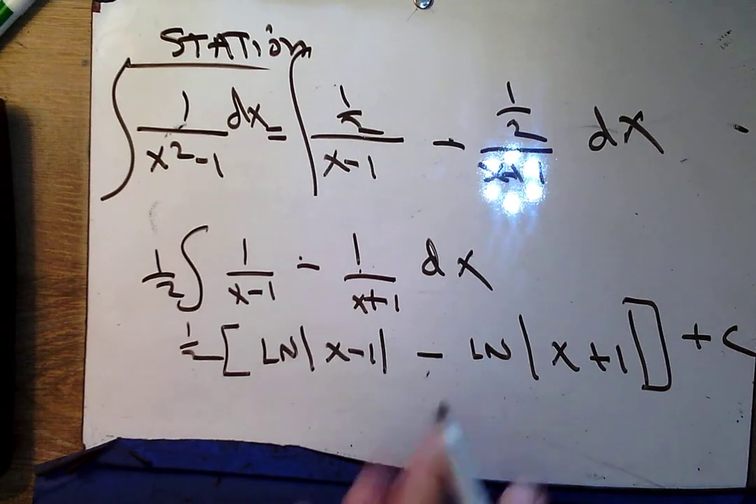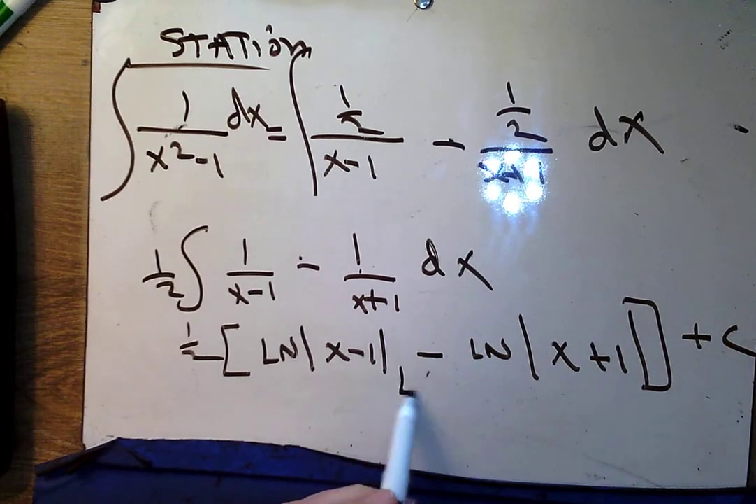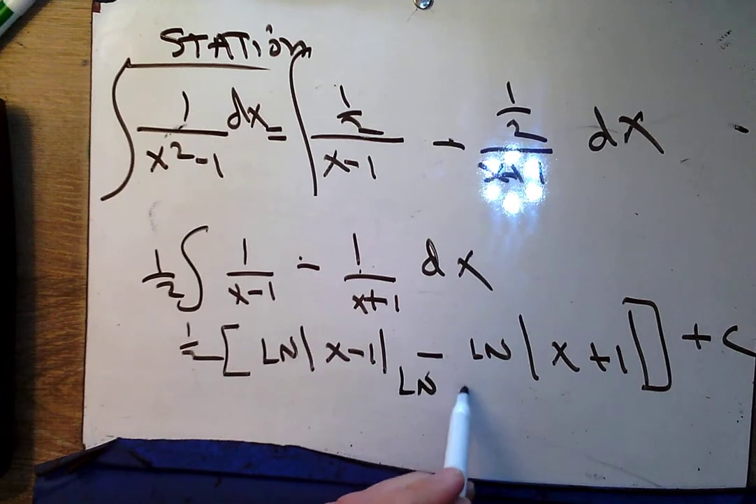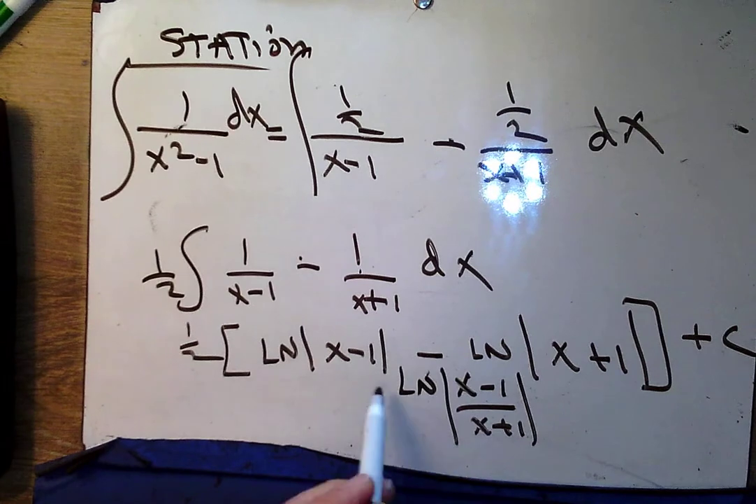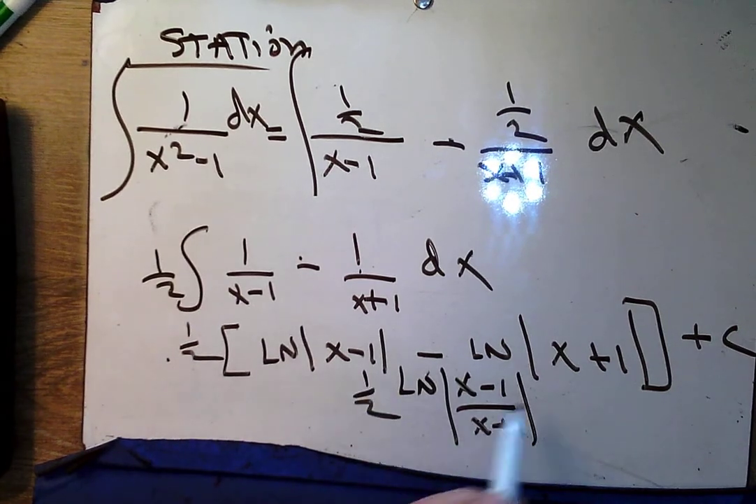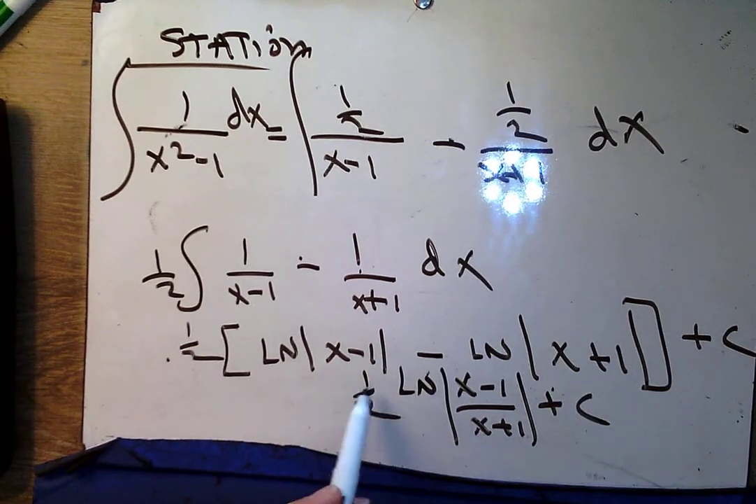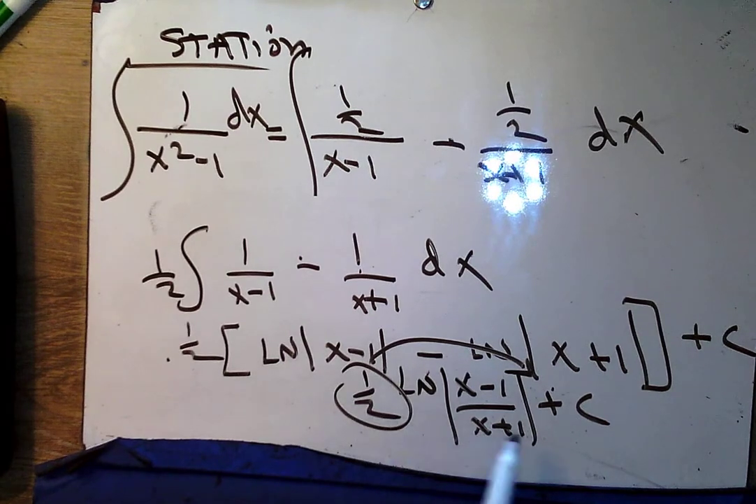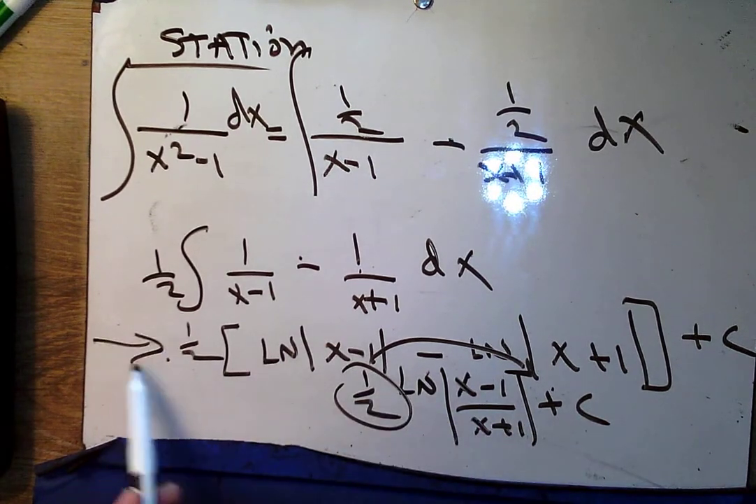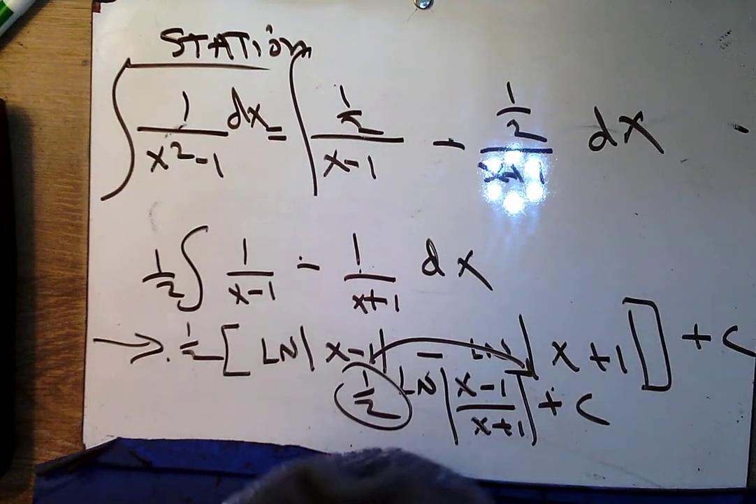We could, of course, condense this. 2 logs join with subtraction. I can write 1 log, x minus 1 over x plus 1, to the 1, and we've got that 1/2 plus c. You could always kick that up there too. And so this will be fine. I wouldn't leave it here. Okay, but yeah, partial fraction decomposition. That was exciting.